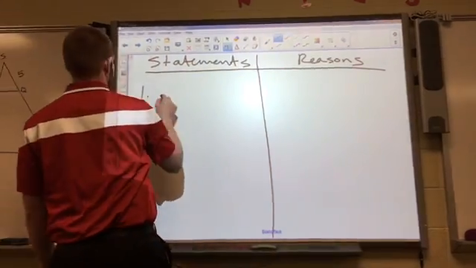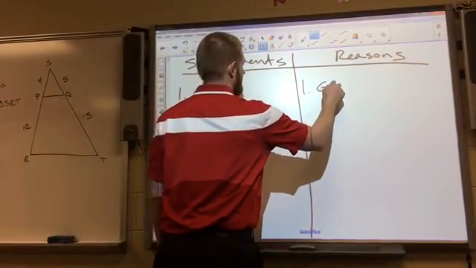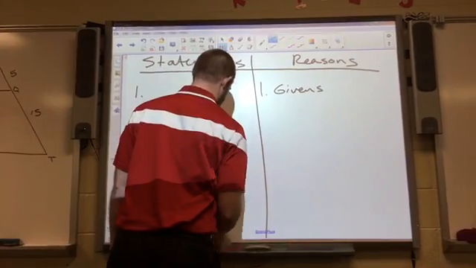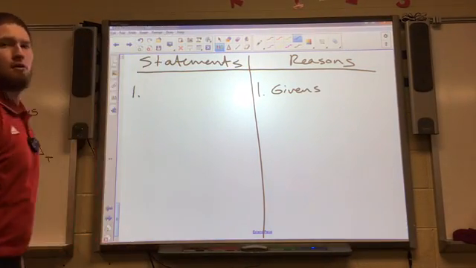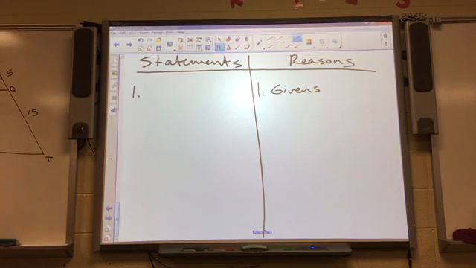And then 1 would be your givens. I'm not going to fill them in just for the sake of time here. Okay, but basically all they give you is your side lengths, right? They tell you SP is 4, PR is 12, SQ is 5, QT is 15.